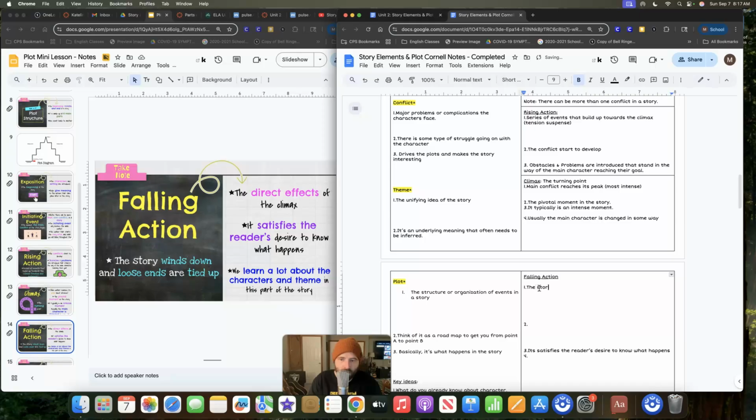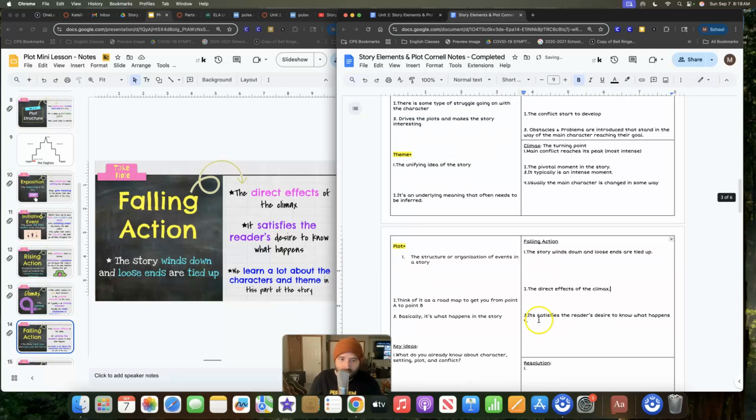Now, the story winds down here because the conflict should be over or about over. So the story winds down and loose ends are tied up. It is the direct effects of the climax. It satisfies the reader's desire to know what happens next. And then again, we learn a lot about the characters and their connection to the theme in this part of the story.